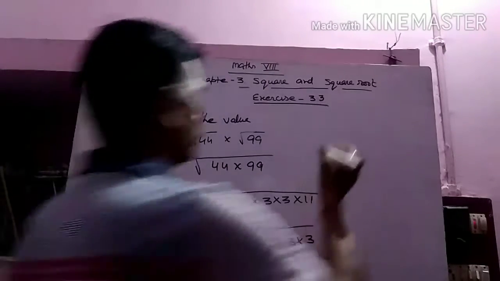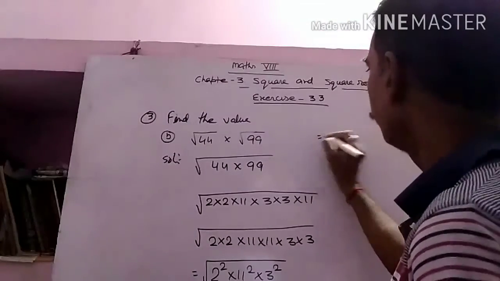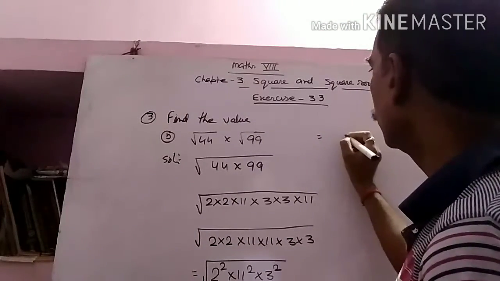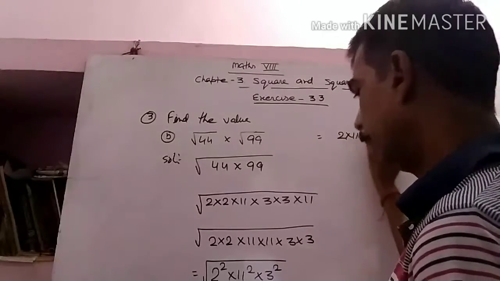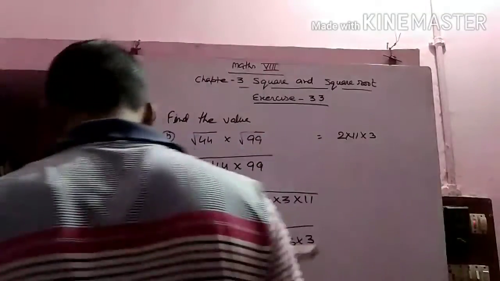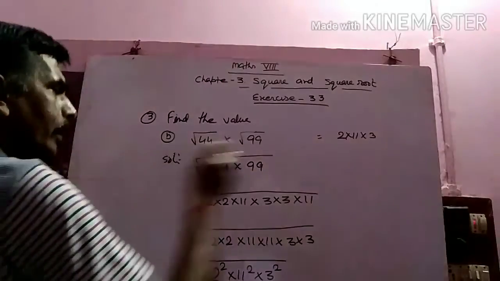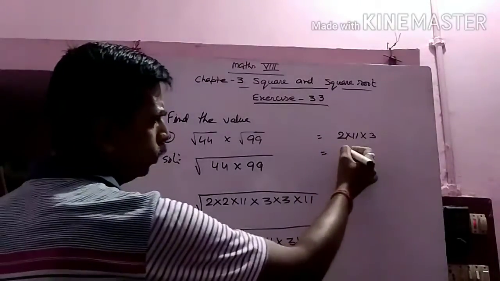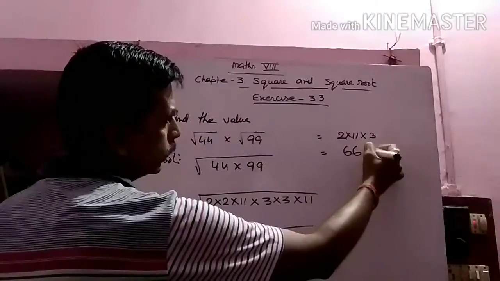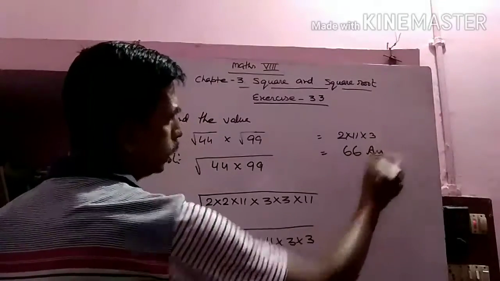So finally, after removing this root, it becomes what? 2 into 11 into 3. So if you multiply that number, what will you get? 11 threes are 33, into 2 becomes 66. So this is the answer.